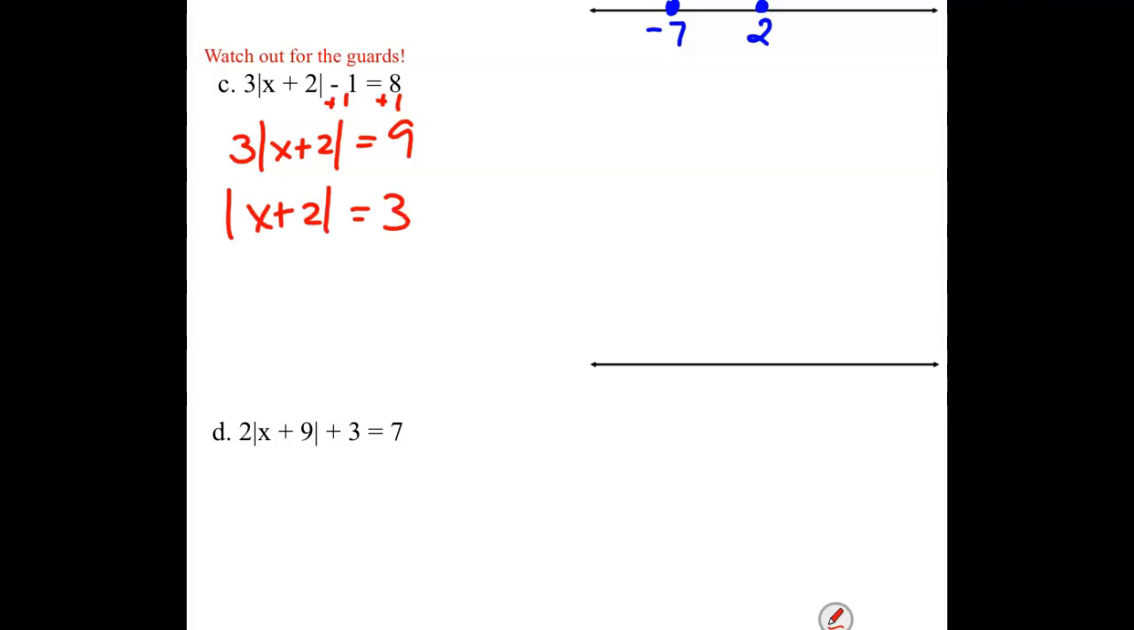Now we have gotten rid of all the guards. Now we can break out of jail. Okay? What's one of my escape routes? Good. Somebody else, what's the other escape route? X plus 2 equals 3. Subtracting 2, we get -5 or 1. All right.